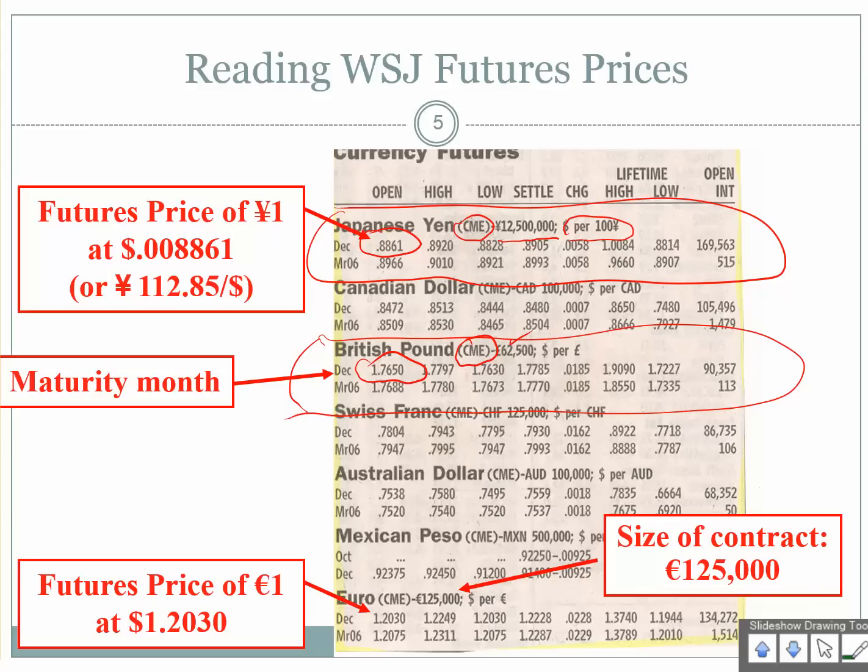And the only reason to do that is so they don't have to show these zeros in all the quotes, to save a little space. But if I were to invert this exchange rate, you can see the price is really 112 yen per dollar.